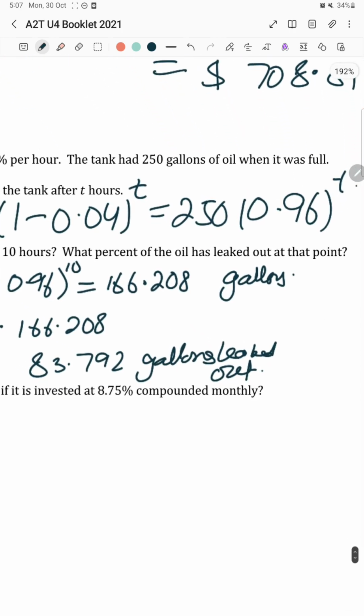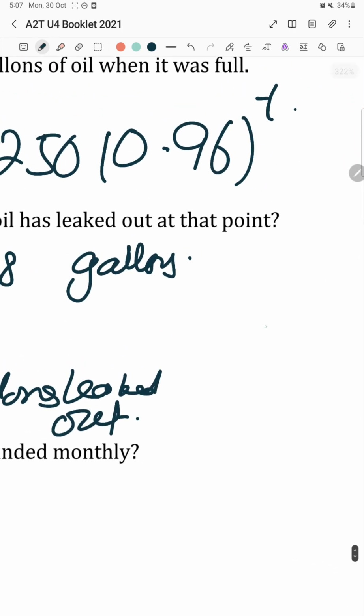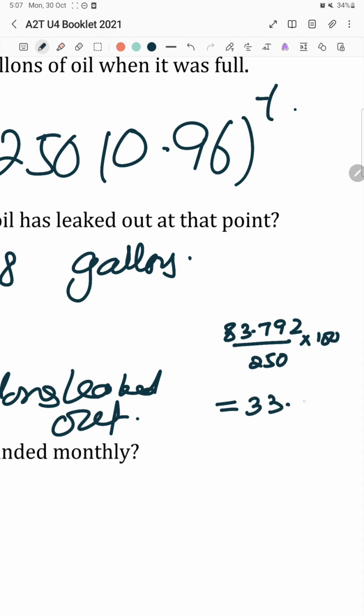So because they're asking what percentage of oil has been leaked out, to find the percentage we will do 83.792 divided by 250 multiplied by 100, which is equal to 33.517%.